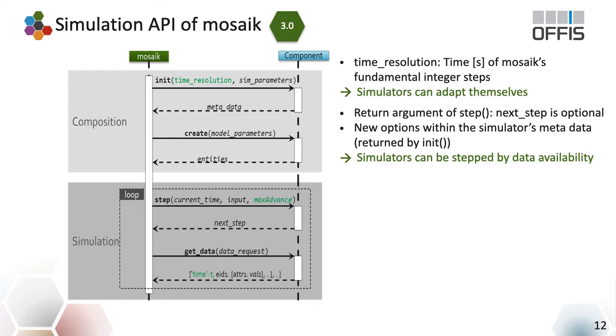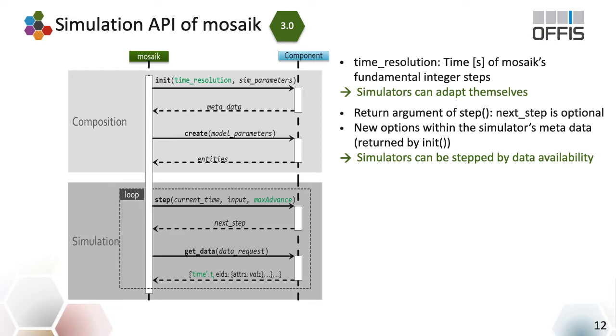And in order to support this big new feature, we need to have more information about the simulators themselves. And this is done here in the return argument of the create function. So there are new options in the metadata, and so the simulators can report in this metadata what they are able to do, what they want to do. And of course, you can also adjust this in your scenario script. So these two features combined, this next step being optional, together with these new possibilities in the metadata, supports this big feature of the DES execution.